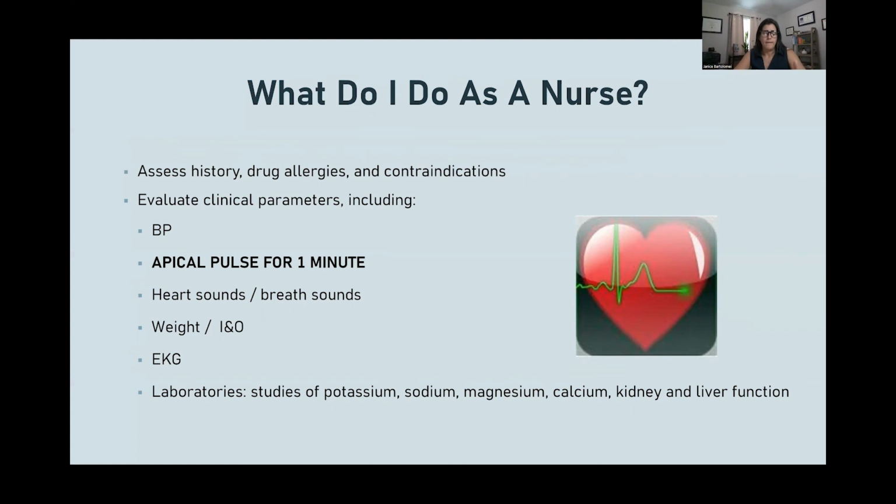Now, some institutions, some hospitals will say less than 55, but the rule of thumb is 60. That's especially so if the patient is also on a beta blocker. But again, you have to follow the policies of your hospital or the doctor's orders. You want to monitor heart rate and breath sounds. You want to monitor their weight or their ins and outs to see how well or how poorly they're doing. Check their EKG for any dysrhythmias, and monitor laboratory tests such as potassium, sodium, magnesium, calcium, and kidney and liver function.